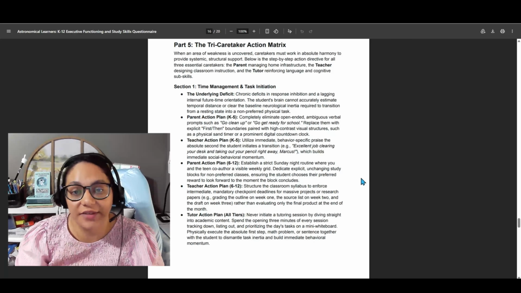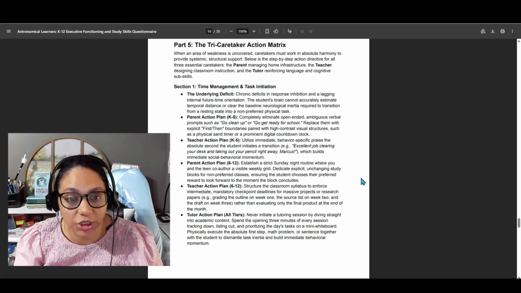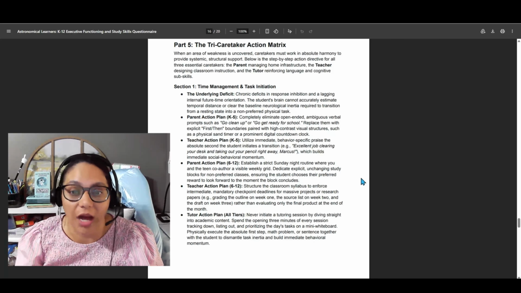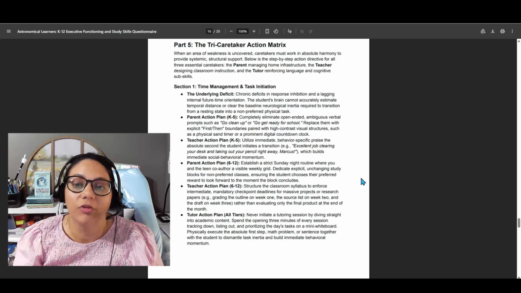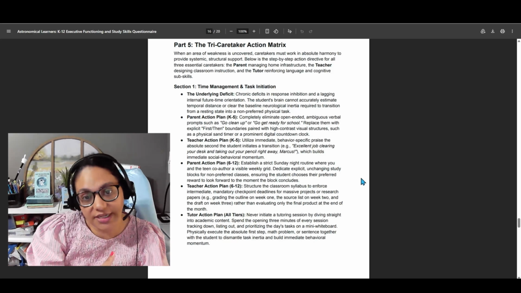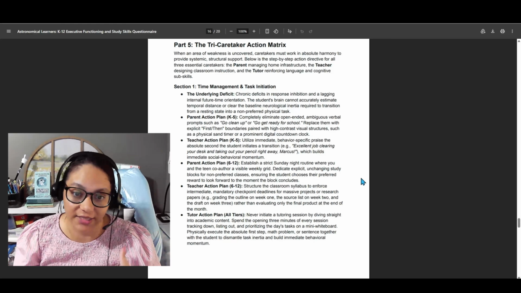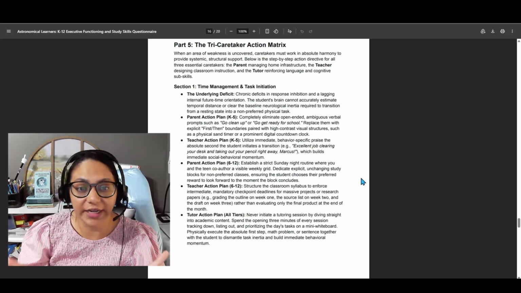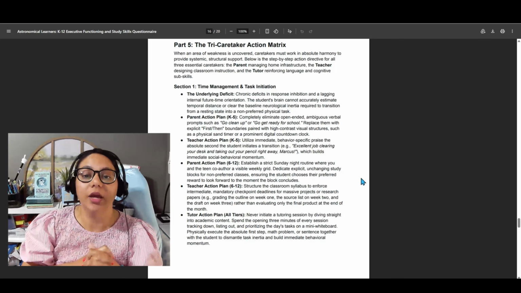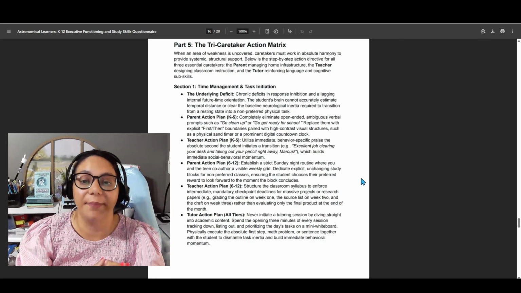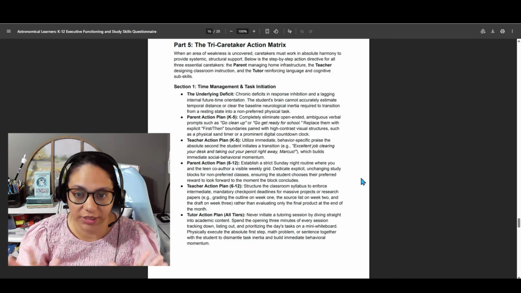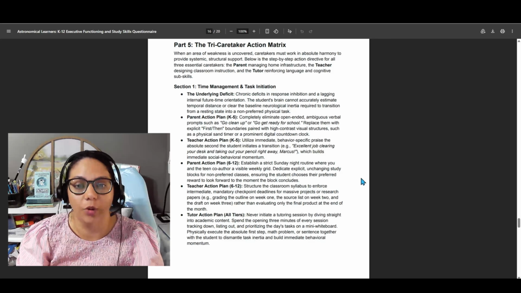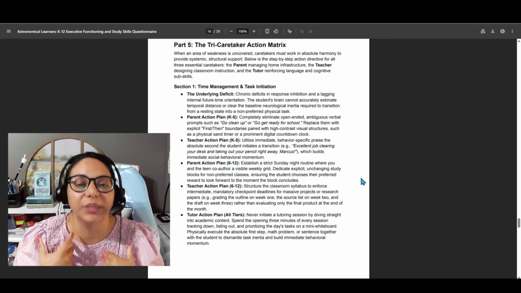If the underlying deficit is the response inhibition, then the student's brain cannot estimate the distance or find the clear baseline required to transition from their resting state into a non-preferred physical task. So in K through 5, a parent could use open-ended questions or ambiguous verbal prompts. Don't just say, "Oh, go clean up." You want to replace it with explicit.